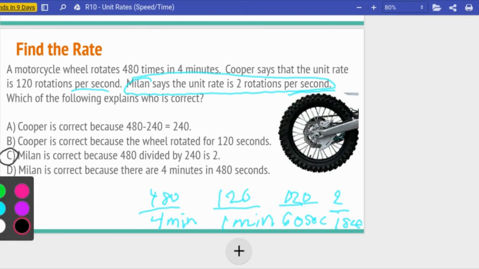Right there. Because 480 rotations in 4 minutes. If I convert minutes to seconds by multiplying by 60, that's 240 seconds. So then I would divide to get to 1. So 480 divided by 240 is 2. So that gives you 2 rotations per second.